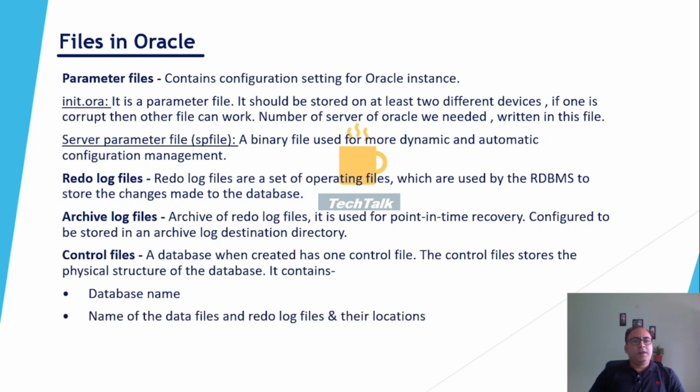Then we have control files. When a database is created, at that time it has one control file. The control file basically stores the physical structure of the database. Information like the database name, data files, redo log files and their locations, all this information gets captured in control files.